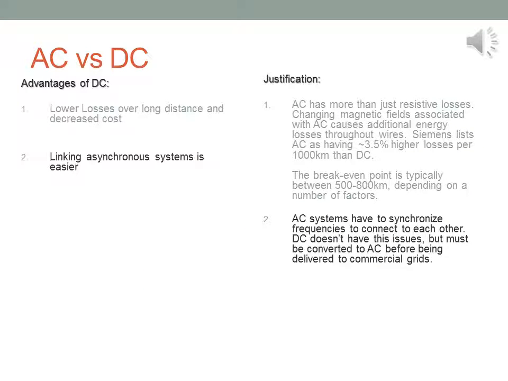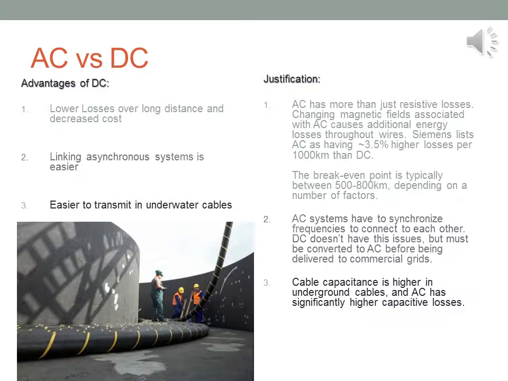Linking systems is also much easier with DC transmission. In order to connect two AC electrical systems together, the two systems must be matched in frequency and phase. DC doesn't have this issue, and thus DC transmission removes the necessity of the two systems being synchronized, with each one attaching to the DC lines independently.